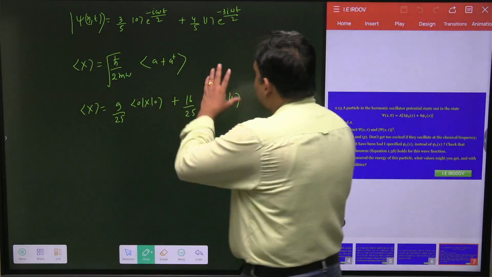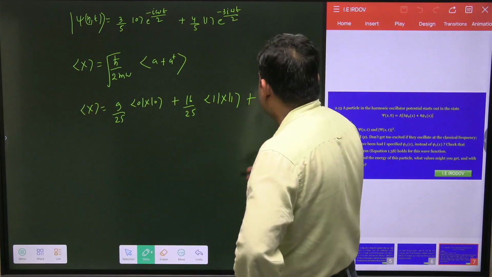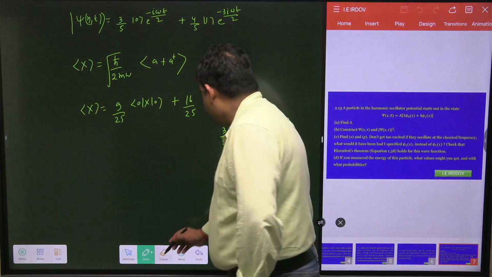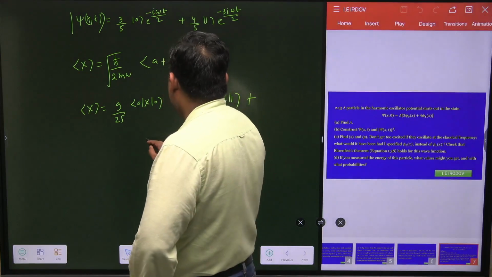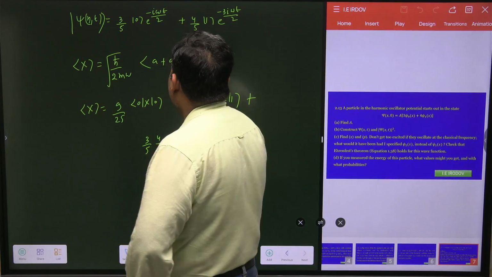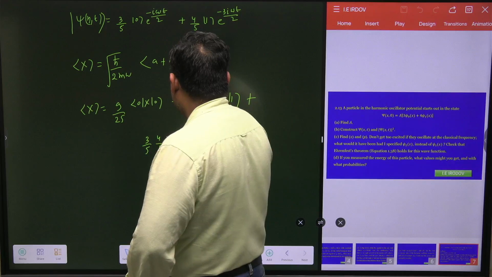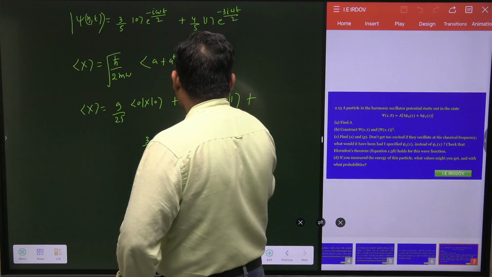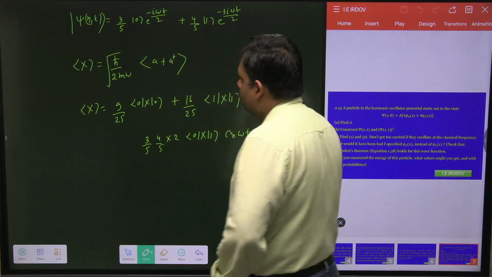This exponential term will be gone. And what we will get? We will get basically 3 upon 5, and this cross term is going to survive. So when the cross term survives, what we will get? We will get 3 upon 5, 4 upon 5, and we have basically into 2, and we have 0, x, 1, and we have cos omega t. So this term is going to be there.